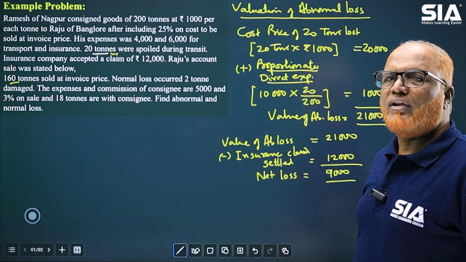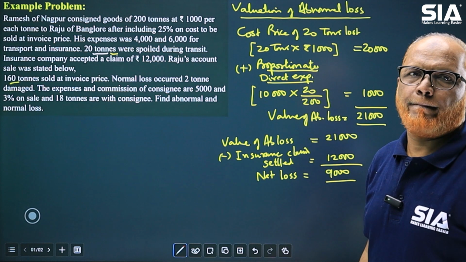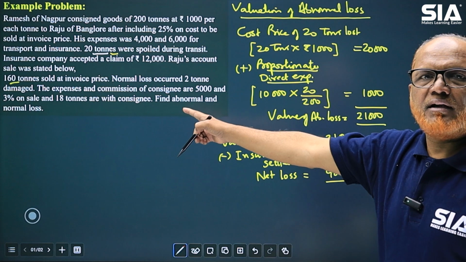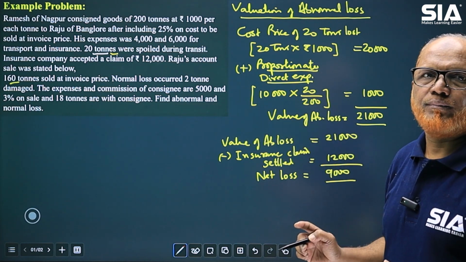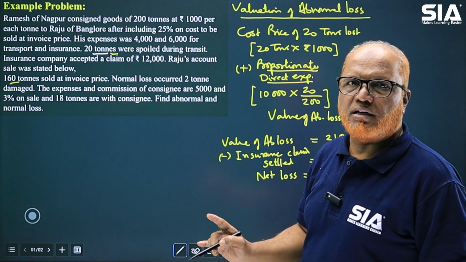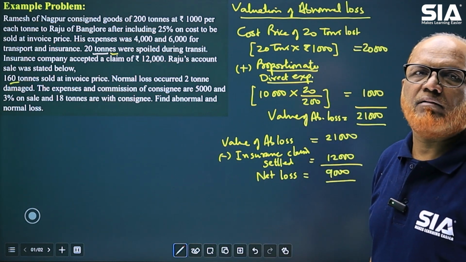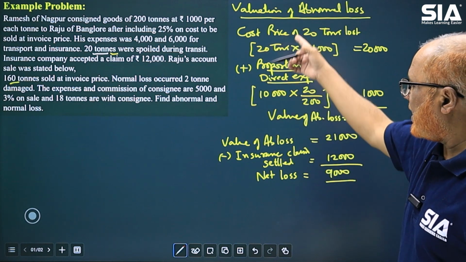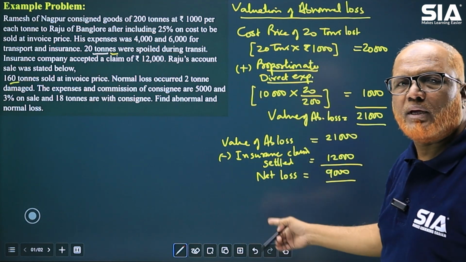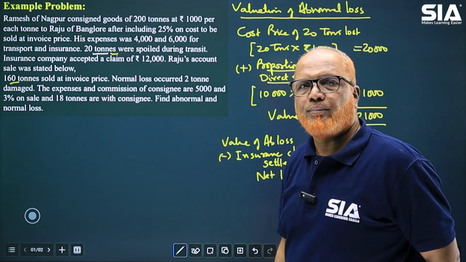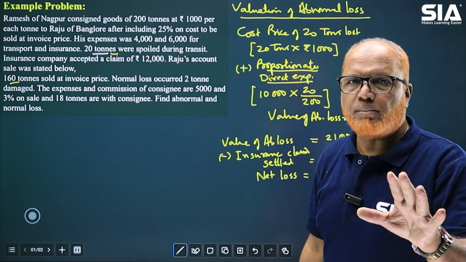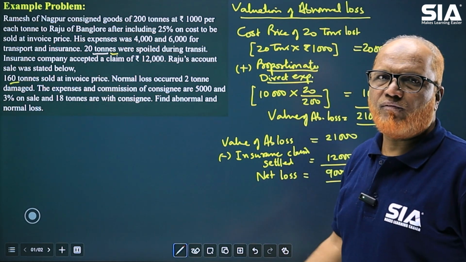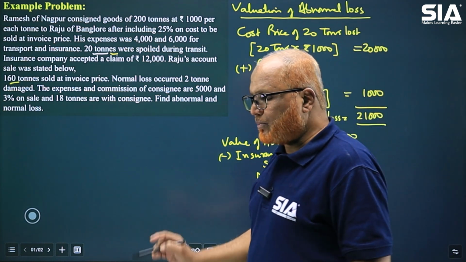But for normal loss, we will not find out the value. The normal loss will be adjusted while calculating the unsold stock. That will be considered, but separately we will not calculate. In examination, if this type of question is asked, then you should write down this complete procedure of how to calculate. Then you should give a note that normal loss will not be separately calculated. Its value is adjusted while calculating the value of unsold stock. Hope the concept is clear.